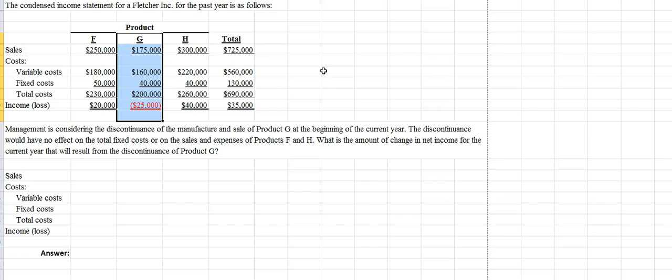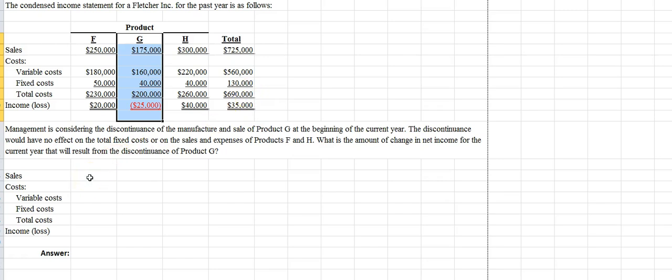So if you're not financially inclined, or if you haven't studied this, your first intuition is to look at product G and say, well, product G has a loss of $25,000, so let's eliminate it. If I eliminate product G, as a company, I will make more money. I'll increase my net income from $35,000 by adding $25,000, so it should be 35 plus 25. I should have $60,000, right? So let's see if that's true.